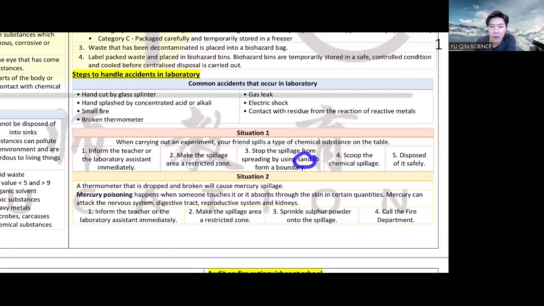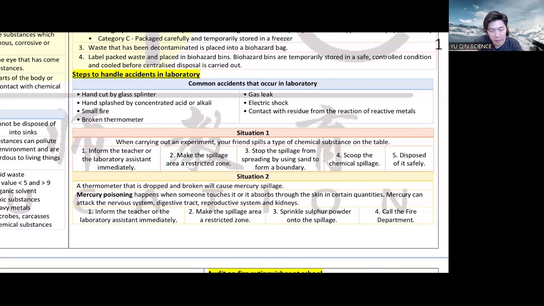For a normal chemical, we will put a boundary of sand to prevent the chemical from spilling further. But for mercury, we add sulfur powder. That's the only difference here. Sand is to be a boundary. Sulfur powder is to react with the mercury so it becomes more stable. Because mercury itself is dangerous, it evaporates into the air also. If you inhale it or it goes into your body, you can get mercury poisoning. So we want to add sulfur to react and let it be more stable, okay?